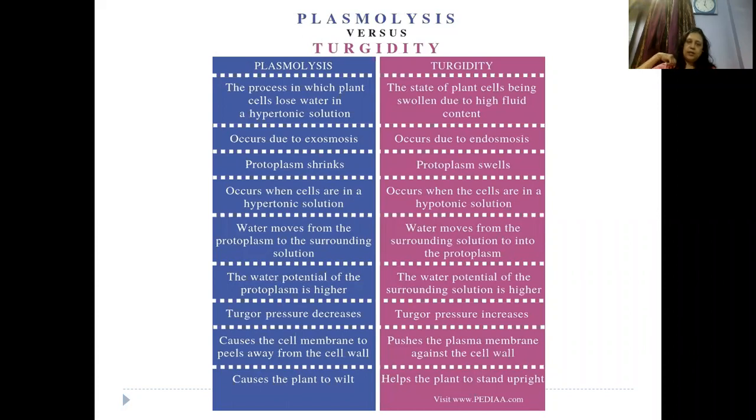Again today with chapter 6, lecture 3. Okay, so we had finished last time, or we just ended with plasmolysis versus turgidity. Now what we had seen, we had just begun with plasmolysis versus turgidity. Now, what do you find in plasmolysis? Plasmolysis, lysis matlab breakdown. So what do you find here? The process in which the plant cells lose water in the hypertonic solution.